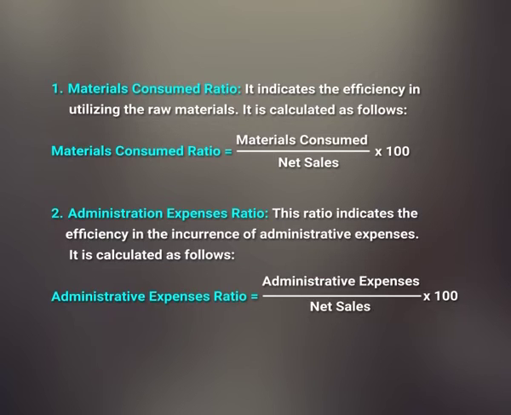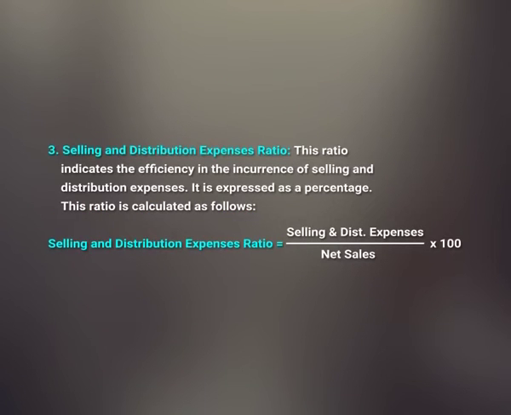The second is administration expenses ratio. This ratio indicates the efficiency in the incurrence of administrative expenses. It is calculated as follows. Administrative expenses ratio is equal to administrative expenses divided by net sales multiplied by 100. Then the third one is selling and distribution expenses ratio.